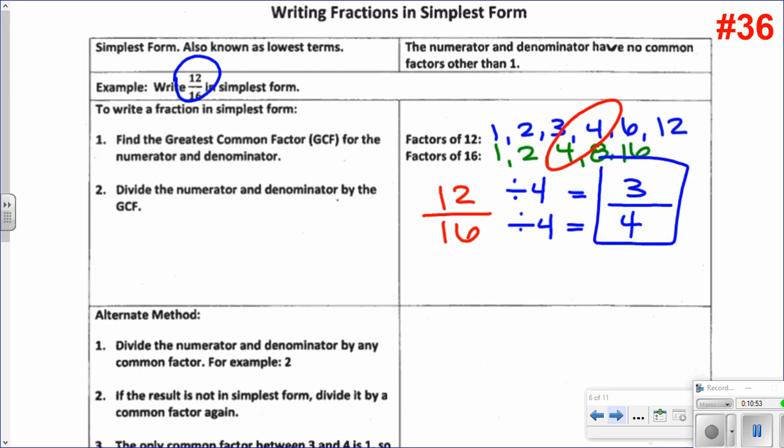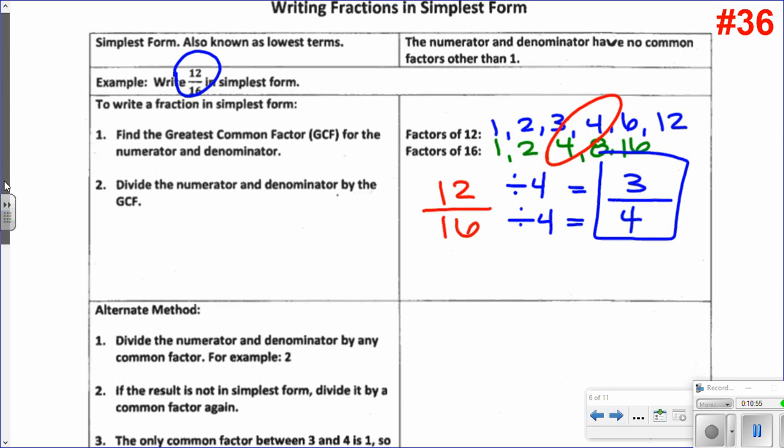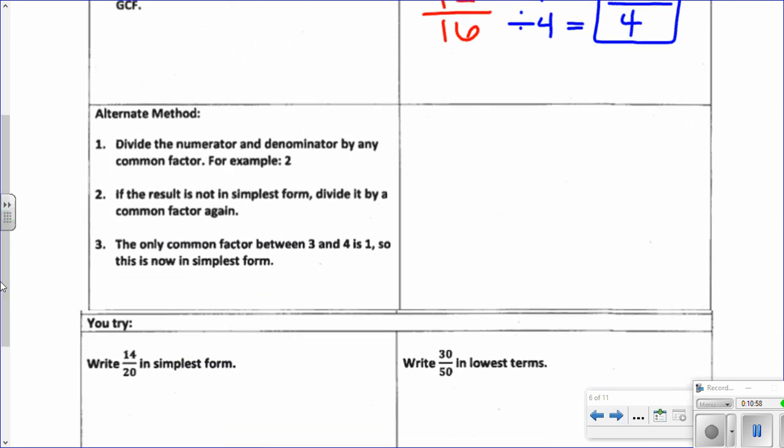All right, so let's go to our second option, or alternate method. So number 1, divide the numerator and denominator by any common factor. A lot of people like to do it this way. Instead of listing out all the different factors, you can just divide by 2, for example. And then if it's not in simplest form, just keep going. Okay. So we're going to use the same example, 12/16.